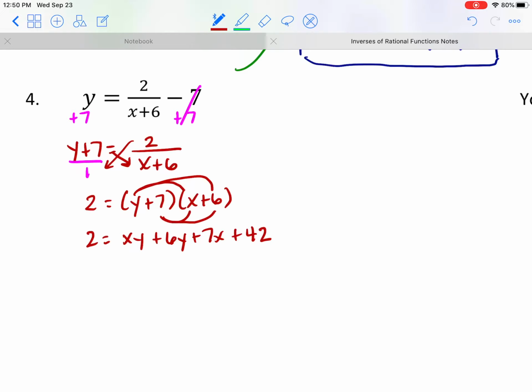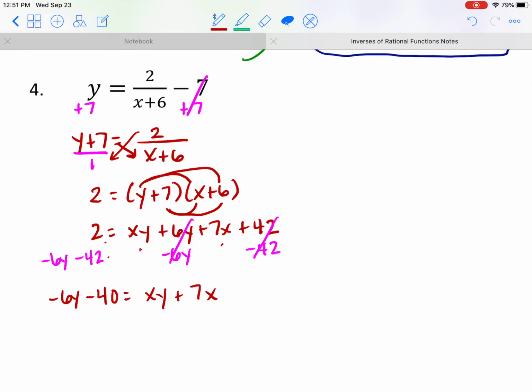Okay? So I need the terms with x's on one side and the terms without on the other. I already have both terms with x's on this side, so I'm just going to leave them there. In this one, I'm going to subtract over the 6y and the 42, which cancels them from this side, and again, subtract over the 6y and the 42. So what do we have all together here? I'm still going to have a negative 6y on this side. I can combine the 2 and the negative 42 to make a negative 40. And on this side, I still have the xy and the 7x.